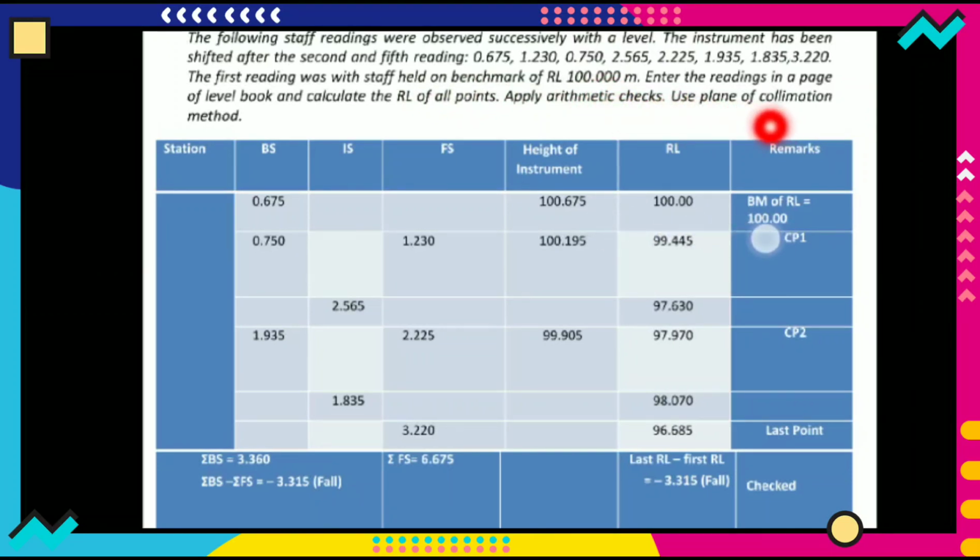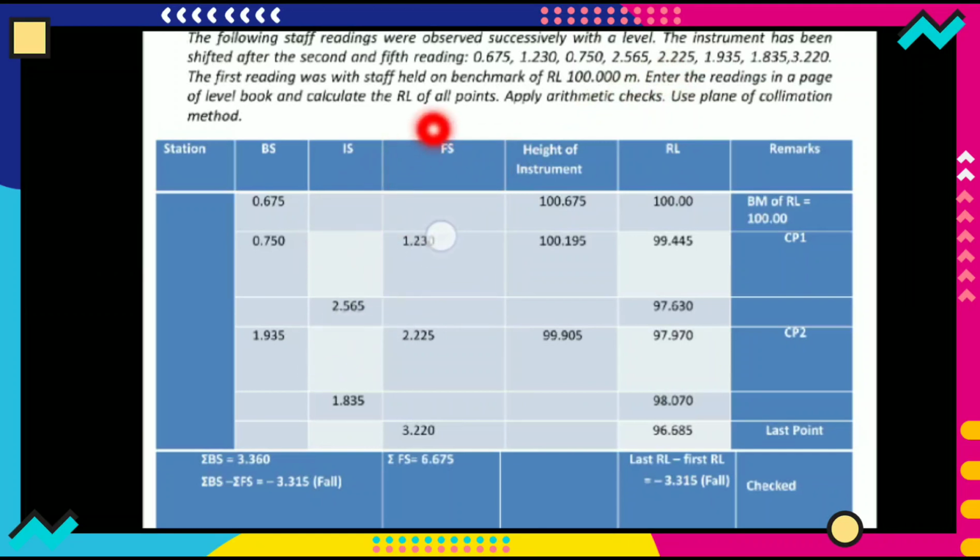Then use the plane of collimation method. How can we solve this type of question? As given, the instrument is shifted after the second and fifth reading, so we have to tick the second reading 1.23 and the fifth reading 2.25. This means the second reading and fifth reading will be the foresight, meaning those readings are the last readings. So the second and fifth readings are written in foresight.